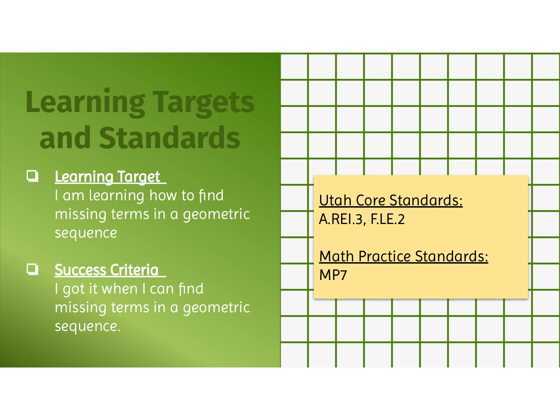So our learning target is: I am learning how to find missing terms in a geometric sequence. Our success criteria: I got it when I can find missing terms in a geometric sequence. So this is our goal for today. Make sure you have a workbook or a piece of paper to go ahead and write this down. And we're going to go ahead and start learning.